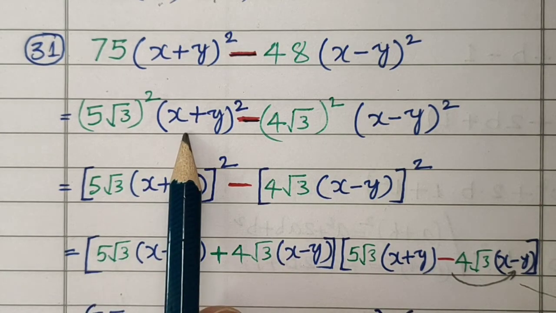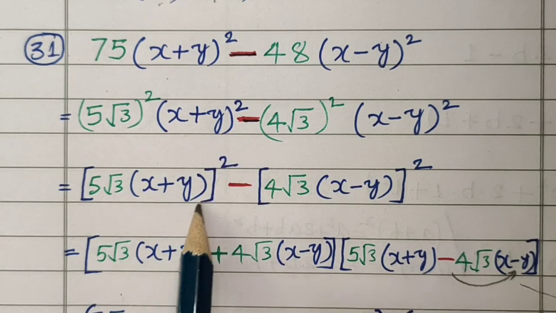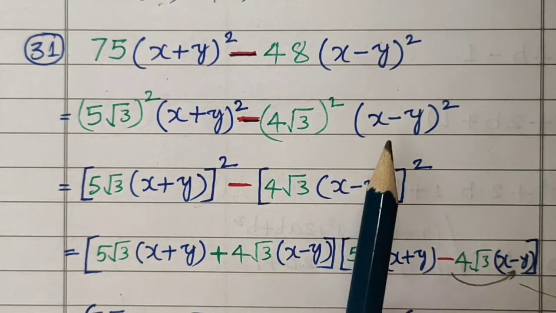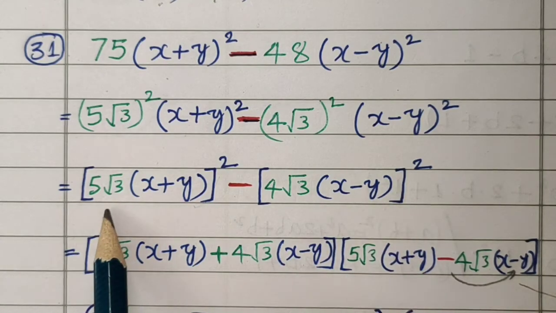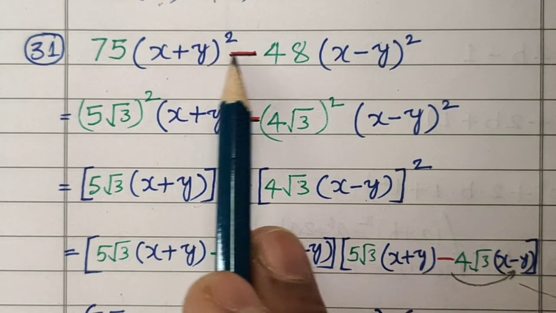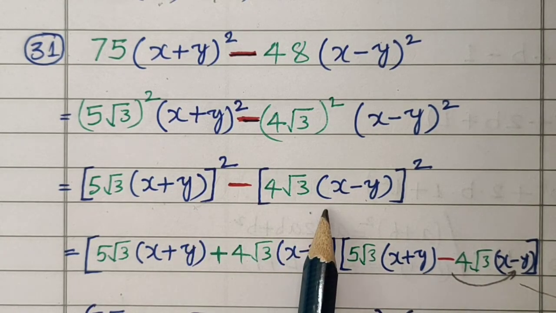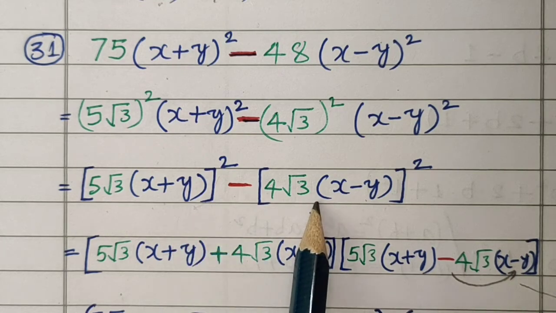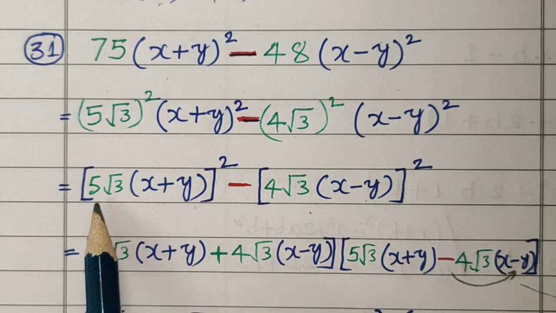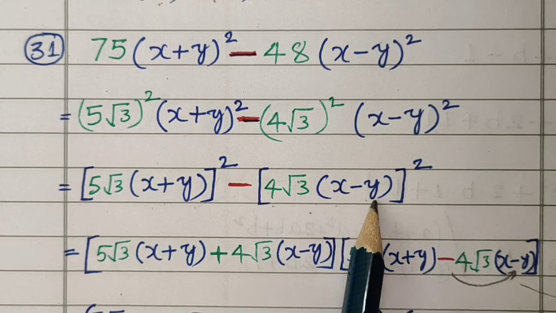Let us combine these two and make it whole square. 5 root 3 into x plus y whole square minus 4 root 3 into x minus y whole square. Now this is in the form of a square minus b square. Once you get this into this form, a square minus b square, rest is simple calculation. We need to write a plus b into a minus b. In place of a we have 5 root 3 x plus y. In place of b we have 4 root 3 x minus y.